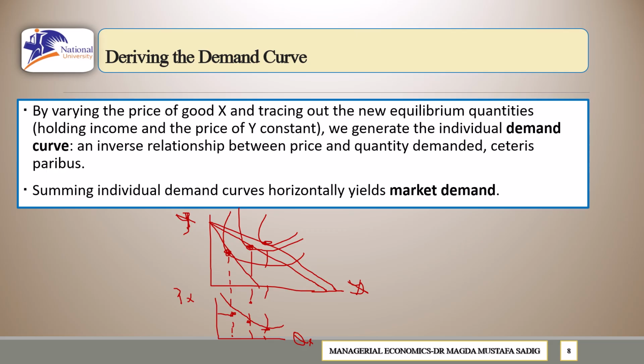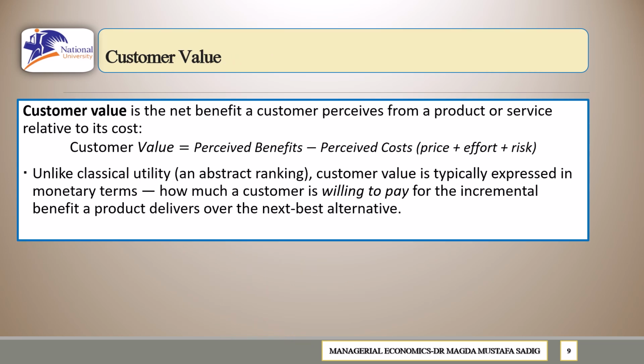So each new price creates a new consumer equilibrium. Each equilibrium provides a new quantity demanded. When we connect these quantities, we obtain the individual demand curve. This demonstrates the inverse relationship between price and quantity demanded. When we horizontally add all individual demand curves, we obtain market demand. Managers use this relationship extensively in forecasting sales.